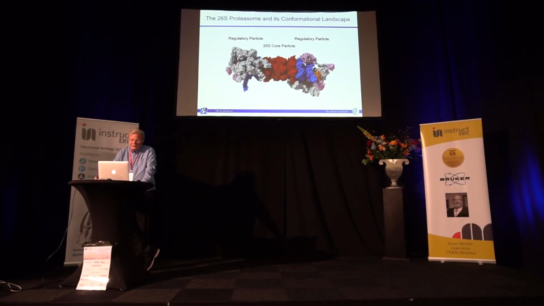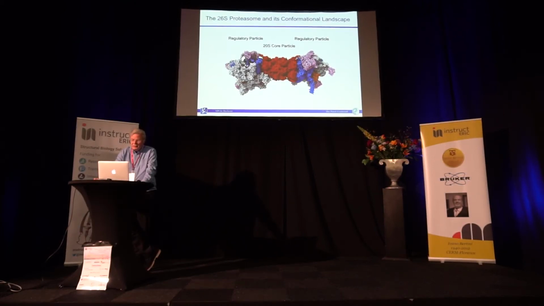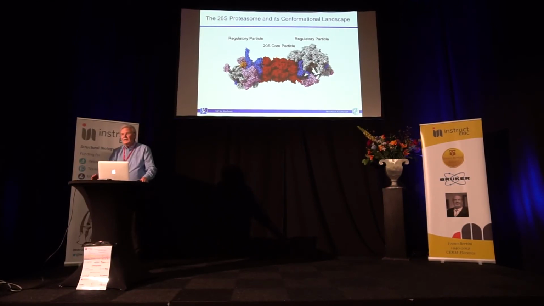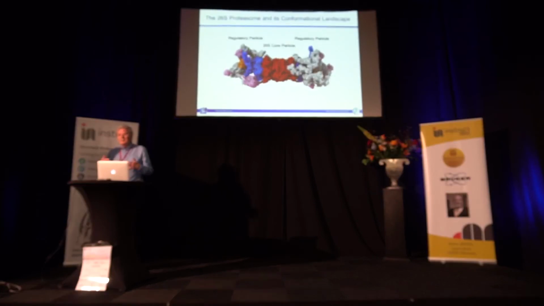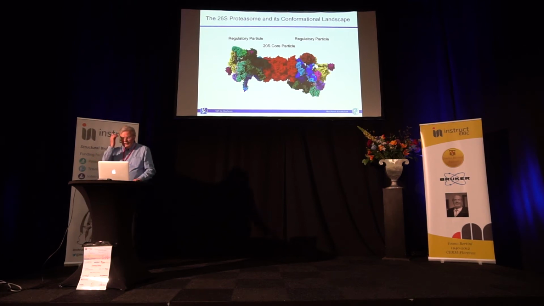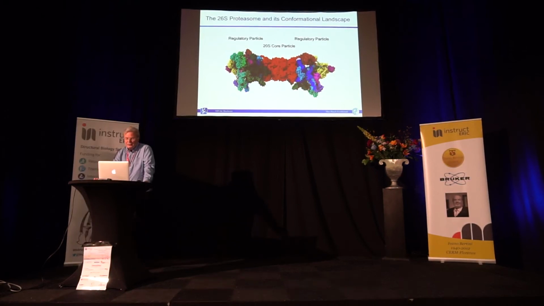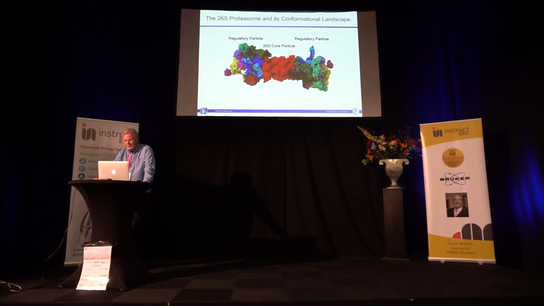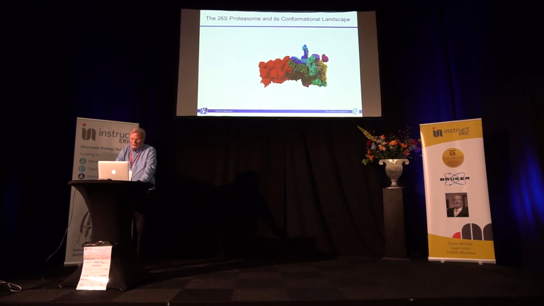So any substrate to be degraded has to be translocated into the center, into this cavity here in the core complex. Now, to achieve that, the core particle has to associate with the regulatory particle. Its function is to recognize ubiquitinated proteins and to deubiquitinate them. That's a prerequisite for unfolding them, and then to assist in the translocation into the core complex. Now, at the core of this regulatory particle, and that is the structure in blue, is an ATPase, which drives the unfolding and the translocation into the core complex.